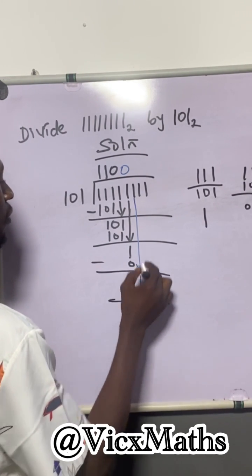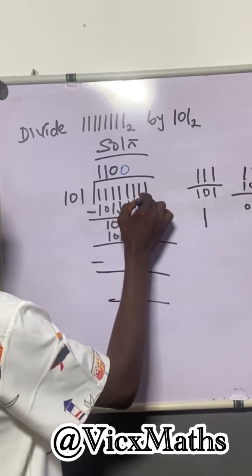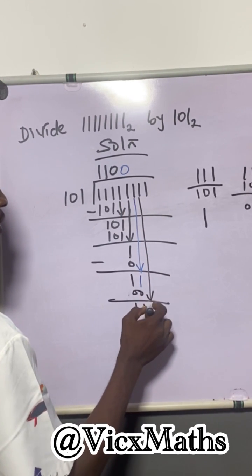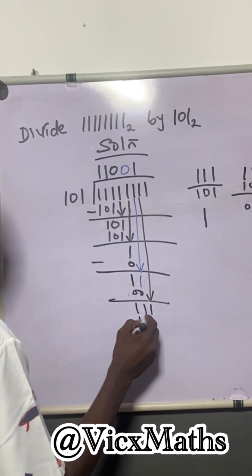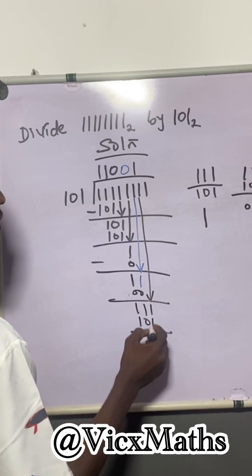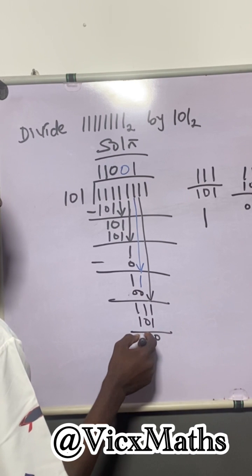Minus, you have 11. Now we have entered into another phase. You bring down that next 1. So we'll be having 101. This going into this will give us 1. 1 times this is 101. Minus it, you have this minus this is 0. This minus this is 1. This minus this is 0, which is nothing.